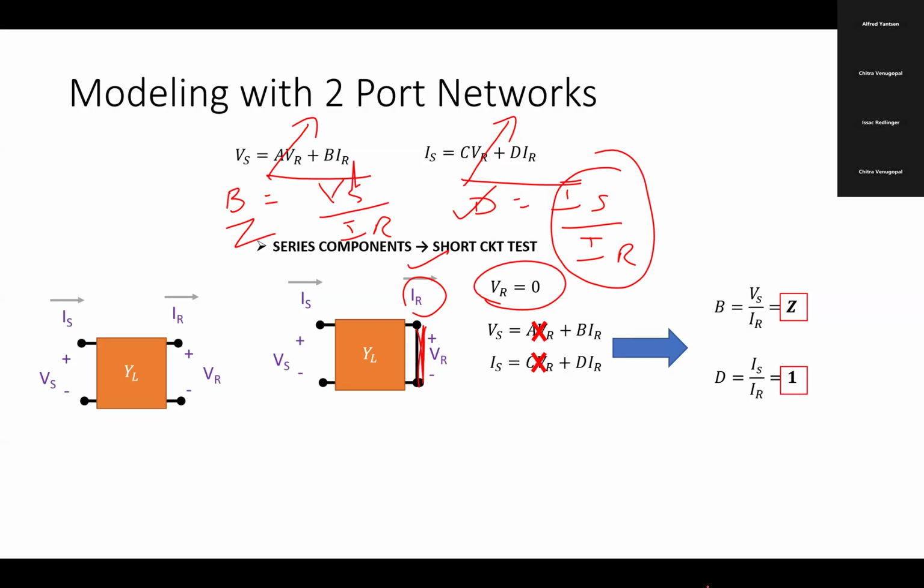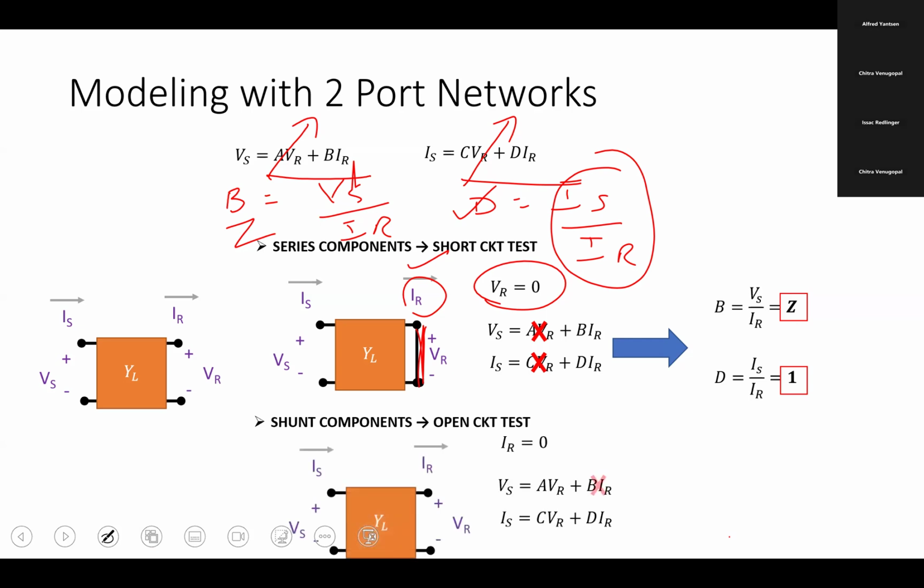The same thing you have to do when you want to calculate the input side. Open circuit the input side. Make the open circuit the output side. When you open circuit something, the current will go to 0 and voltage will be maximum. So put IR equal to 0 in the same equation, and you get the other two parameters.